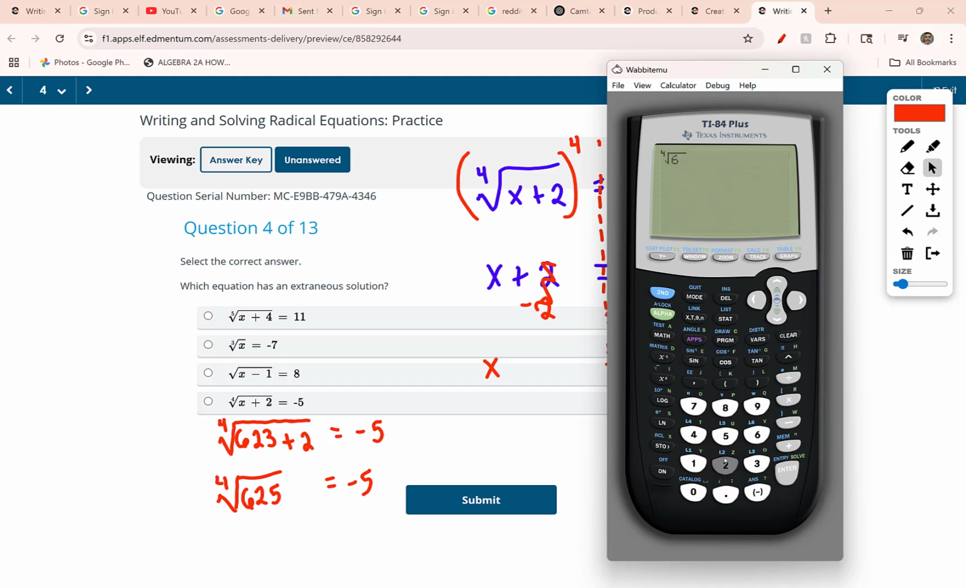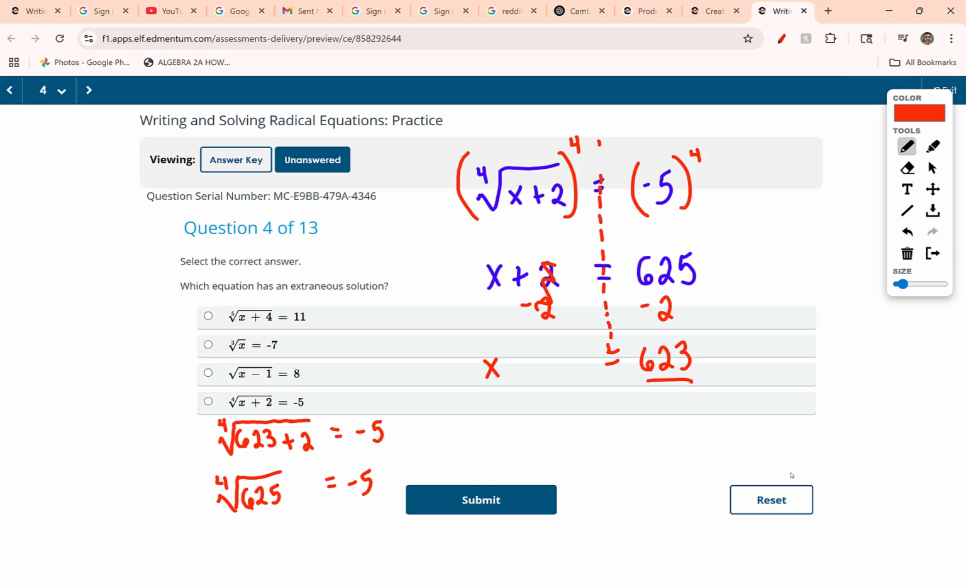And then type in 625 and we'll see it's equal to positive 5, but we need it in this problem to equal negative 5 for it to be true. Therefore, this 623 is an extraneous solution, meaning it's not an actual solution. So this is our answer choice. We don't even need to check the other 3 since this one had the extraneous solution.